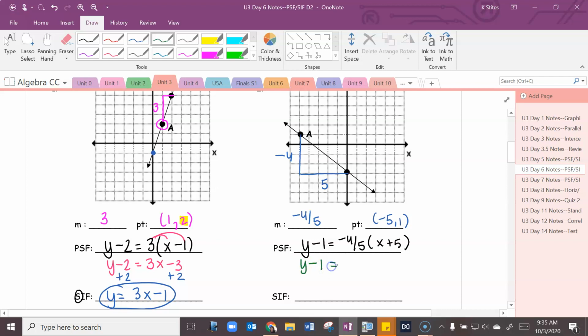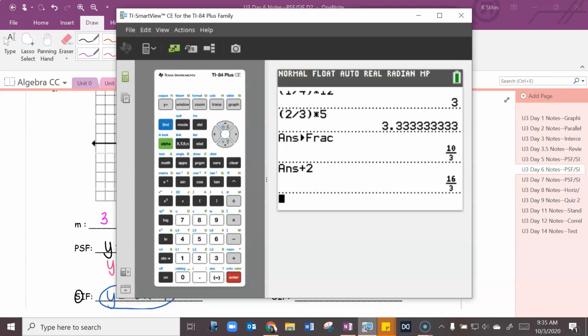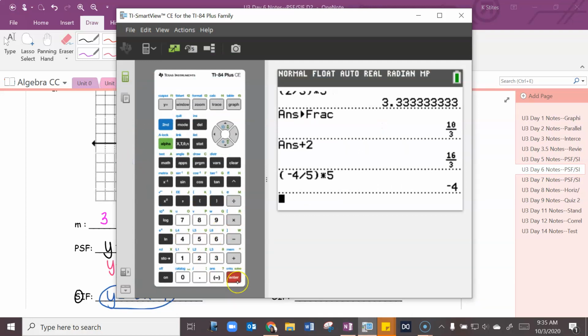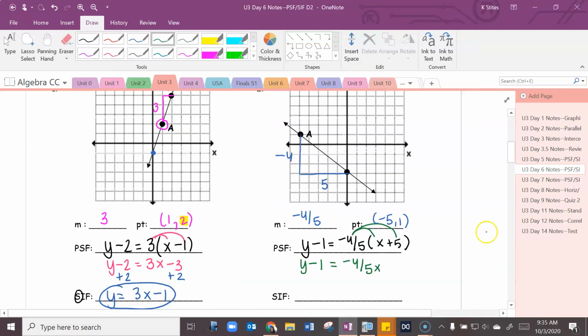Now I want to distribute and put this into slope intercept form. y minus 1 equals -4/5 x. Let's multiply -4/5 times 5. So that's a -4. And then remember, we're not done until we solved for y, so let's add our 1 over. And this gives us y equals -4/5 x minus 3. There's your slope-intercept form, and again, we can see we're correct because our y-intercept is down here at -3, where it should be.